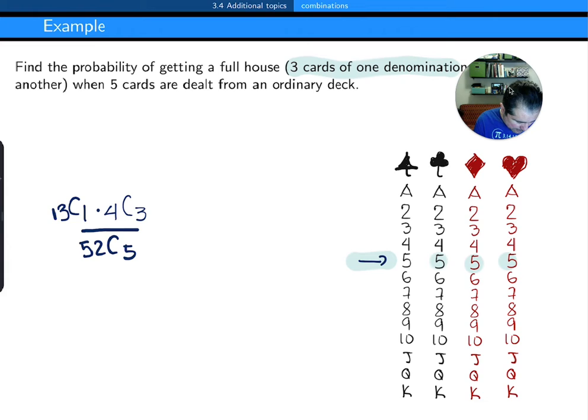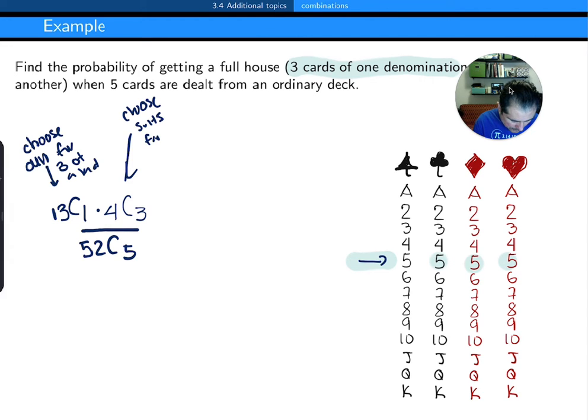So this comes from choosing the denomination, or number, for the 3 of a kind. And then here I'm choosing the suits for the 3 of a kind. Okay, so that way I picked my 3 of a kind.